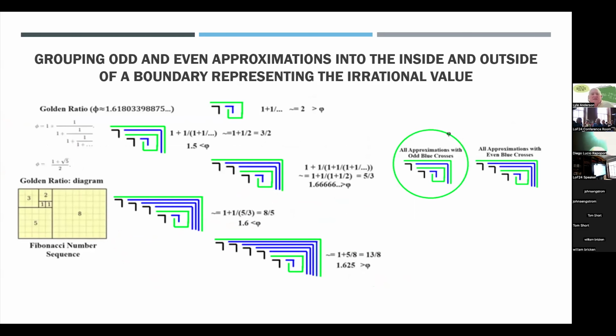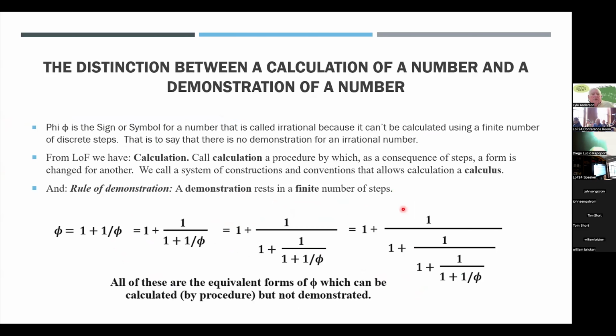All right. So there's the details on getting phi and some more stuff. This is important. And this is where the distinction between a demonstration and a proof, or a calculation and a demonstration, is. So we've got a calculation. It's a procedure by which, as a consequence of steps, a form is changed to another. He never said that it's a finite number of steps, and that's where this comes in. So this is a calculation. A demonstration rests on a finite number of steps. So each approximation to this is a demonstration.